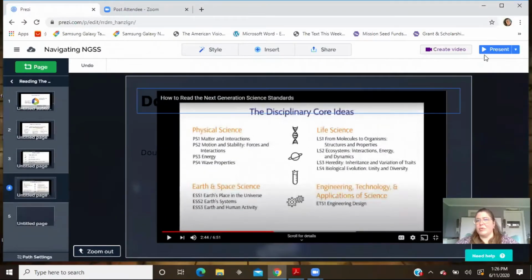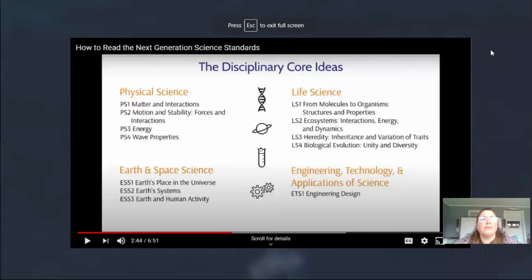All right, and this just breaks it down a little bit more and helps you understand that there are pieces and parts to each one of those. And when we talk about students spiraling through these pieces and parts, this is kind of how we set it up. Especially in physical and life science, they're going to get a touch of that at different times throughout their education. And so you have matter and interaction, motion and stability and forces, energy and wave properties for physical science.